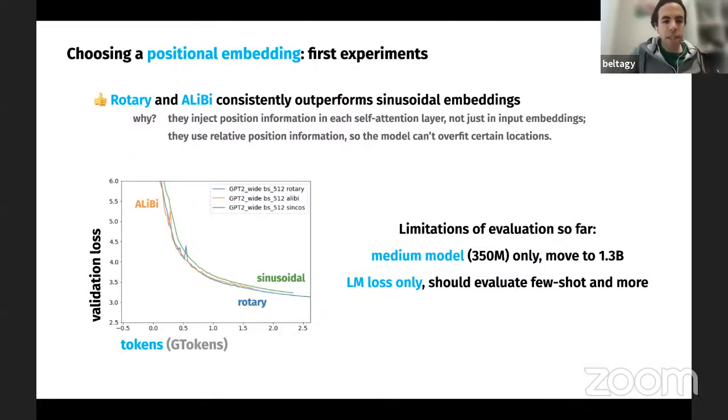Two caveats here is that these results, similar to the prefix LM results, are on a relatively small model, the 350 million model, and we should confirm that we see the same results when you use much larger models. The other caveat is that this is language modeling loss only, and we should make sure that these embeddings work for the few shot setting as well.